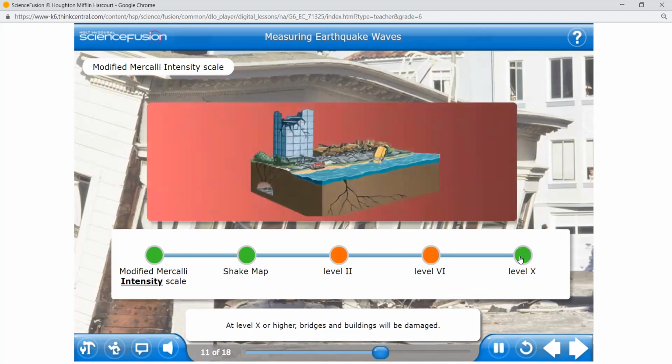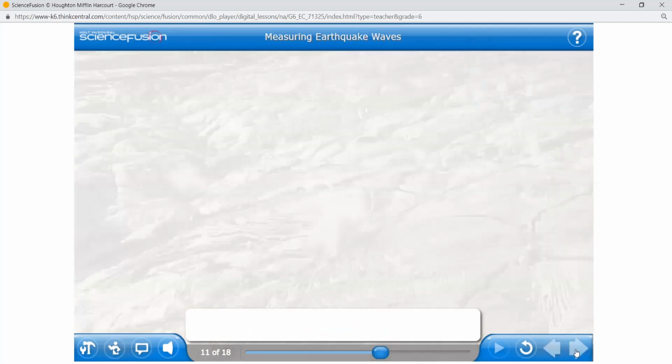At level 10 or higher, bridges and buildings will be damaged. So that means level 10 is like magnitude 8 and magnitude 9. Even at 7, they told us that buildings might fall, especially in the areas near the epicenter.